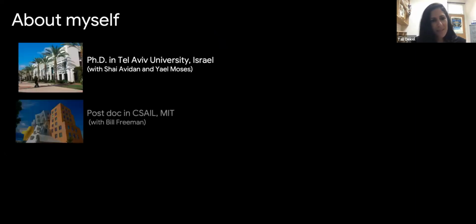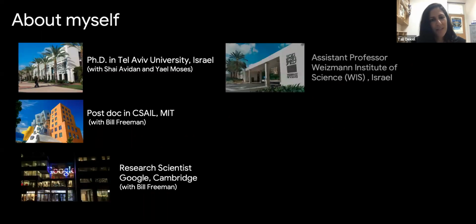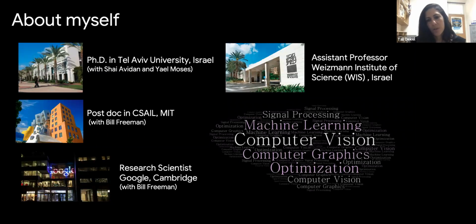And before I start, just a bit about myself. This has been my career path so far. And as Ayush mentioned, I just joined the Weizmann Institute of Science as an assistant professor. My work is somewhere at the intersection of computer vision, computer graphics, and machine learning.